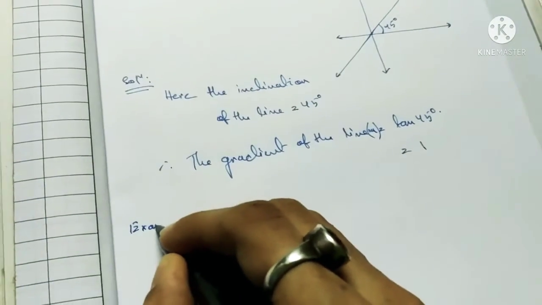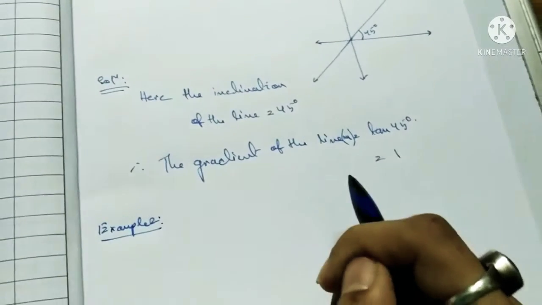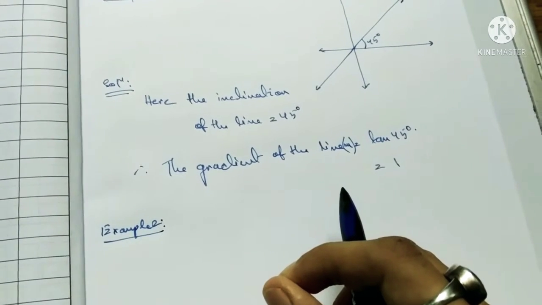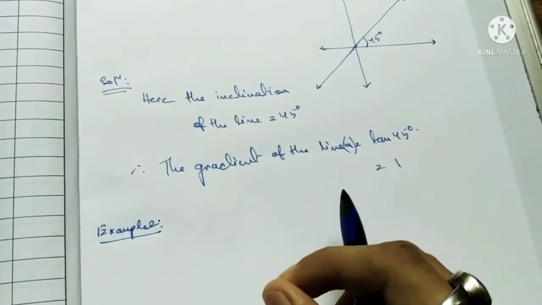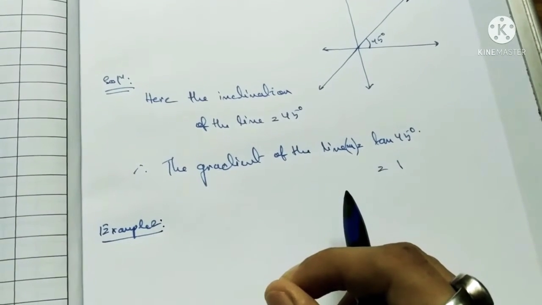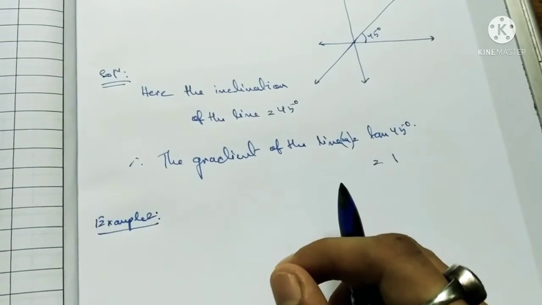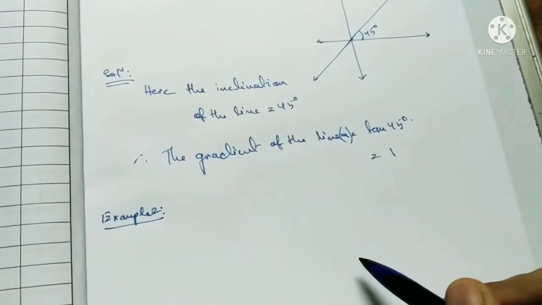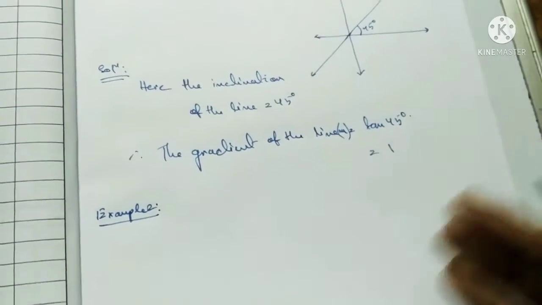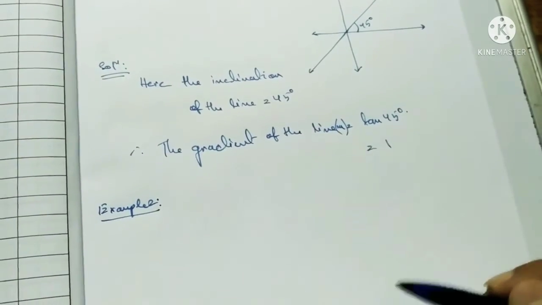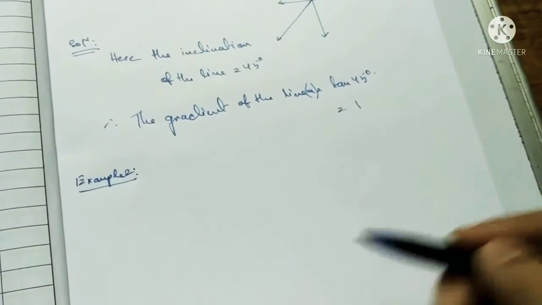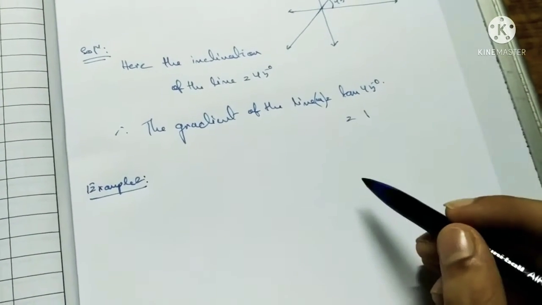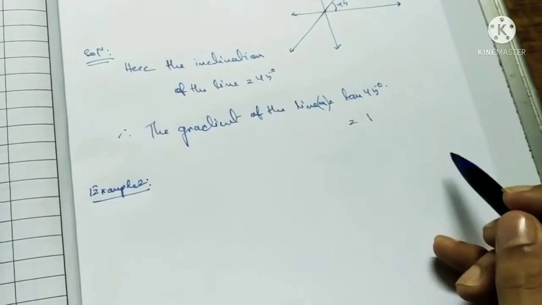Next, example 2. Find the gradient and inclination of the line joining (0, 0) and (minus root 3, 3). So I have to find the inclination of the line joining these 2 points. That means on that line, these 2 points are there. One point is (0, 0), and the other point is (minus root 3, 3).